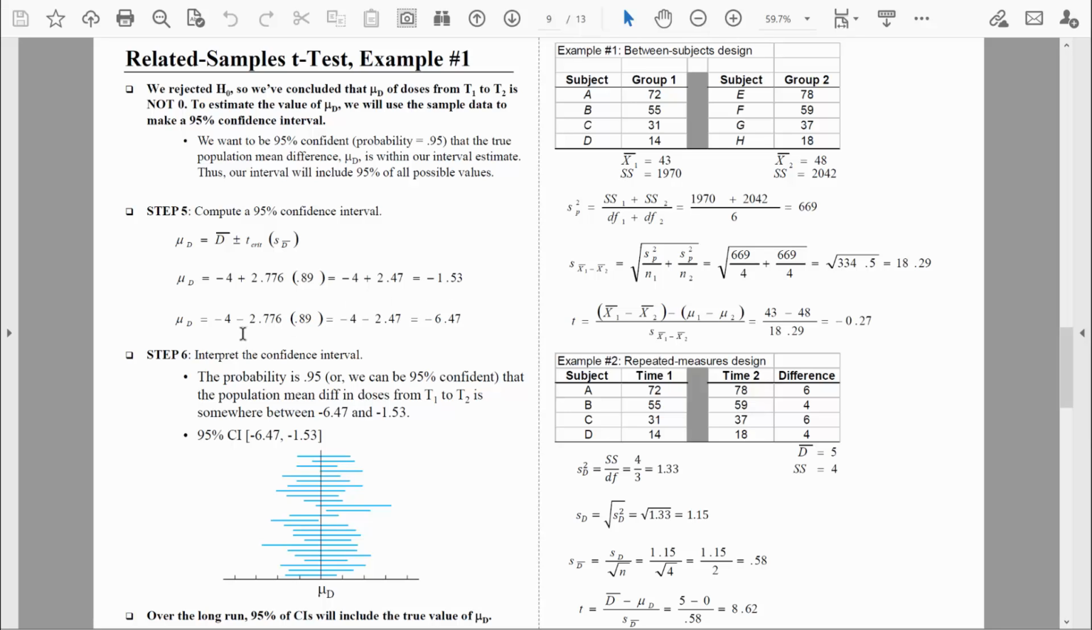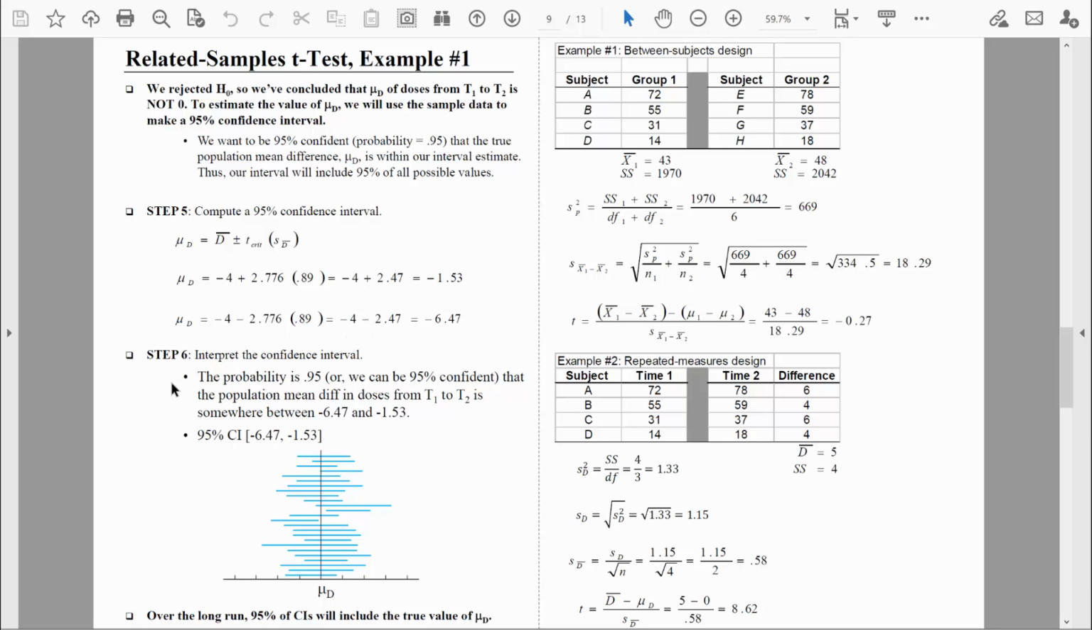In order to compute the lower limit of that confidence interval, again we'll start with that sample mean, negative 4. And now we will subtract 2.776, which is the critical value, multiplied by the standard error, 0.89. That results in 6.47 fewer doses.